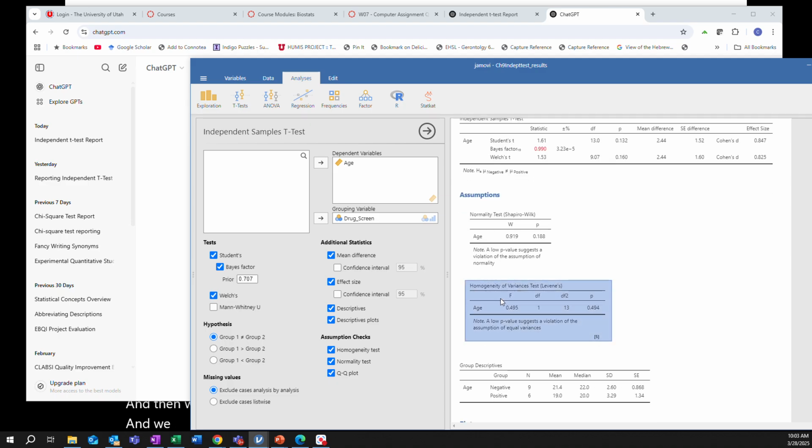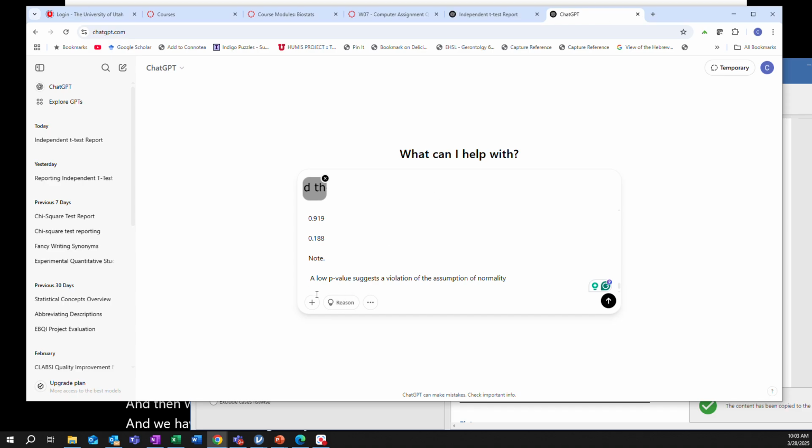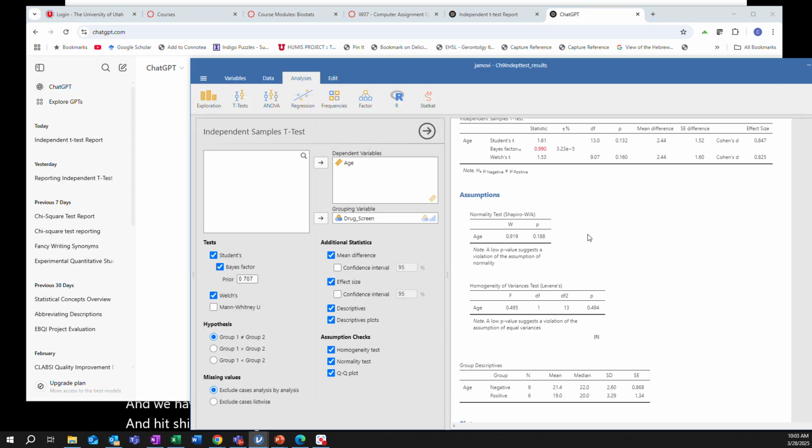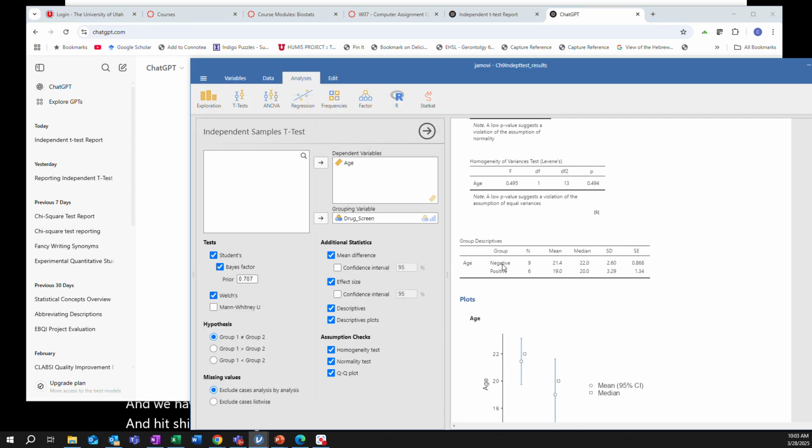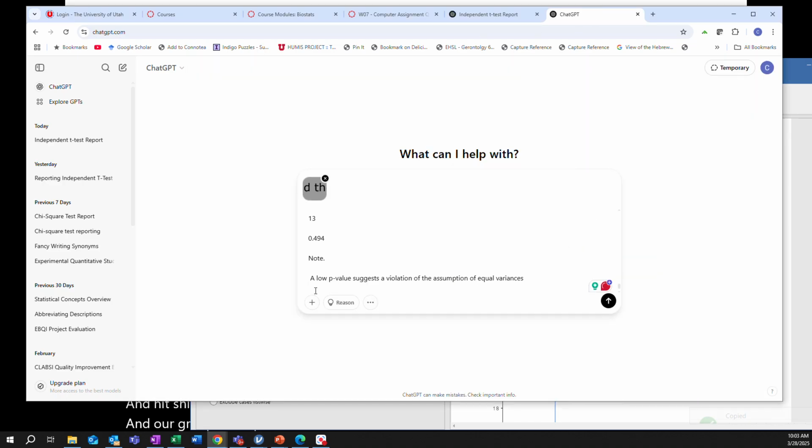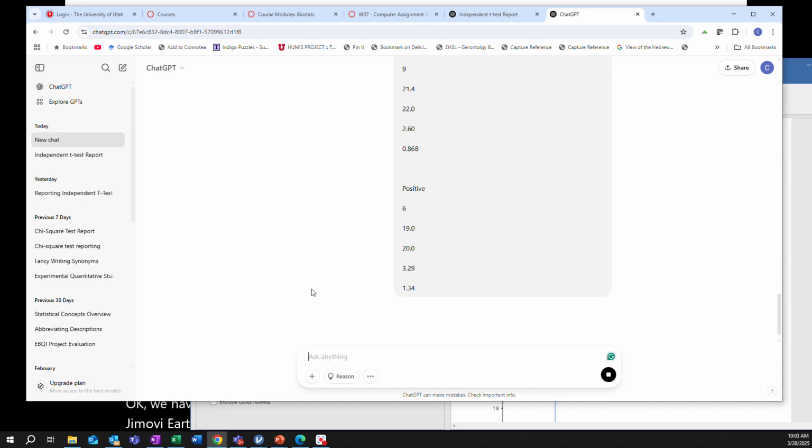And we have our homogeneity variance test. Copy. Hit Shift Enter to go down to the next line. And our group descriptive statistics. Okay, we have provided our basic output information to Jamovi, or to ChatGPT with that prompt. And let's see how it does.